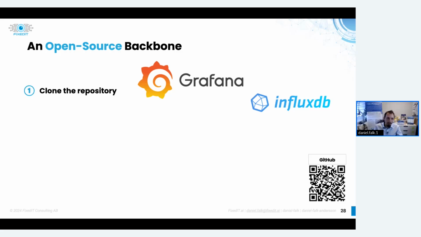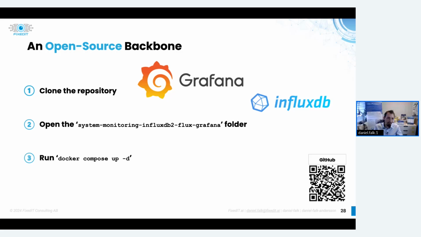And the way to set up this is clone the repository that the QR code leads to, open the folder called System Monitoring, InfluxDB to Flux Grafana, and then run docker compose up -d. And now you have both Grafana and InfluxDB running on your computer with the bundled dashboards already loaded. So the next thing you need to do is just to install the fixed data agent in your camera and configure it to send data to the server that you just have spun up.